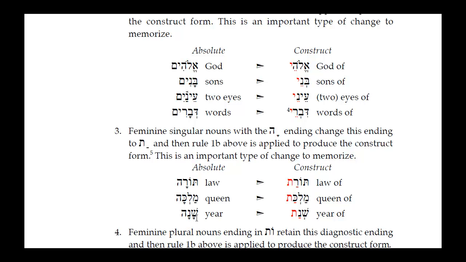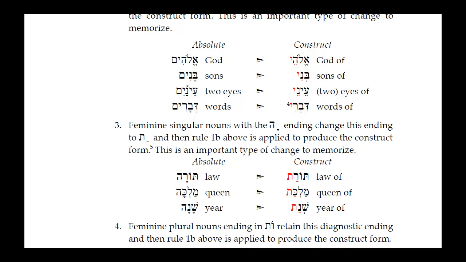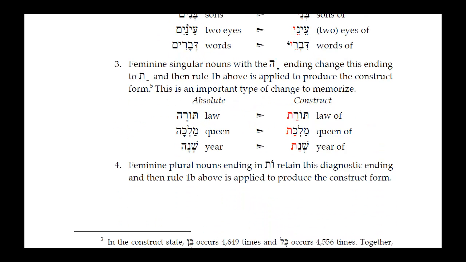Shana for year, Hey drops out, Tav takes its place, Qamets reduces to a Patach, and then in your open unaccented syllable, the Qamets under your Shin reduces down to a simple Shva, and you have shanat here, or shanat, one of the two here. So, like I said, whenever you have a two-syllable word with that first syllable having a simple Shva, that's a dead ringer. It tells you that that is a construct noun, even if you aren't aware of the final Tav in there.